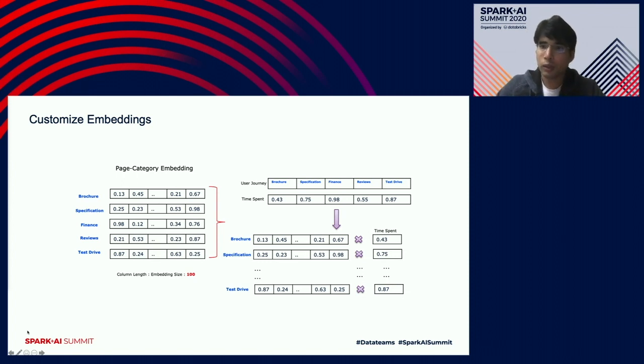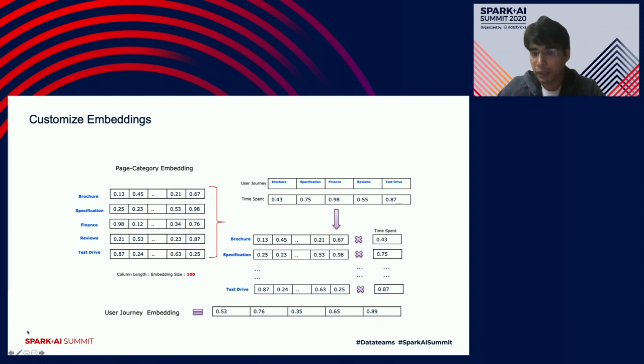So, for example, some of the customers might be spending more time on brochure or specification, might not be very serious about buying the vehicle. Whereas someone spending more time on reviews and test drive is more likely to buy the vehicle, right? So these embeddings are able to capture that information. So at the end, what you get is a user journey embedding, which is represented by a fixed size vector.